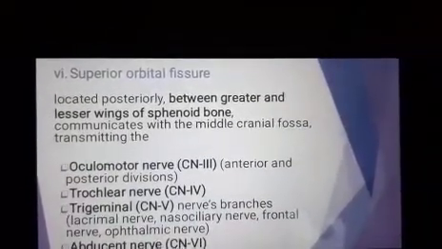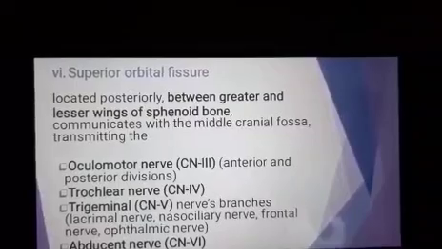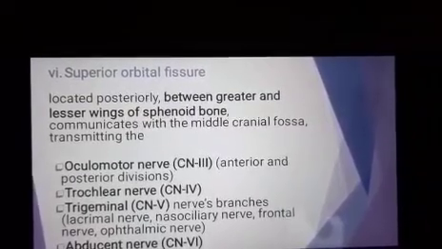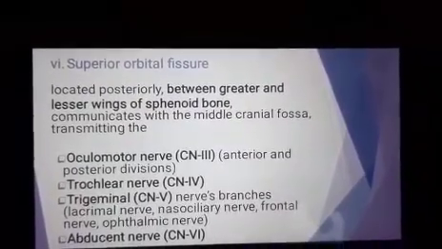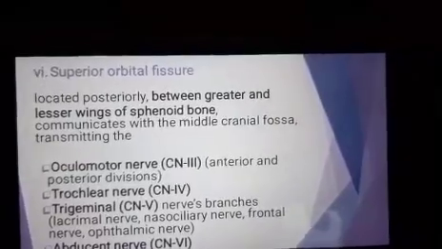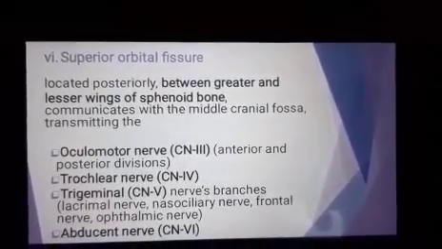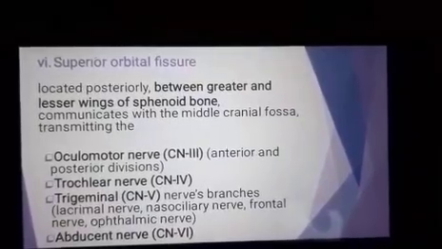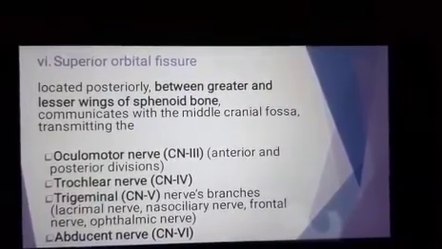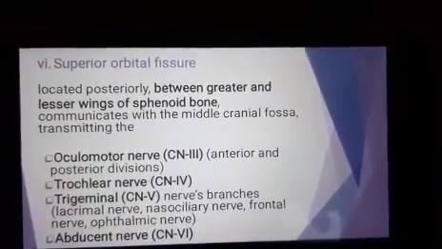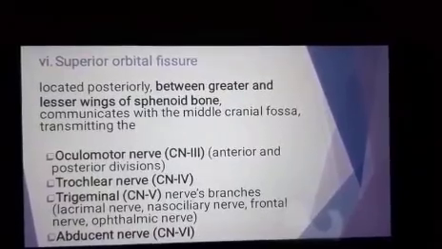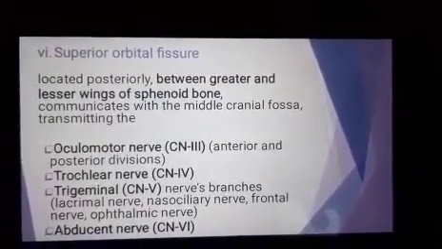Now, talking about the superior orbital fissure, it is also located posteriorly, but between the greater and lesser wing of sphenoid. It transmits 4 nerves: the oculomotor, which is the 3rd cranial nerve, and specifically its superior and inferior division, the trochlear nerve, the trigeminal, specifically its ophthalmic division and its branches, which include lacrimal nerve, nasociliary, and frontal, and then we have the abducent nerve.